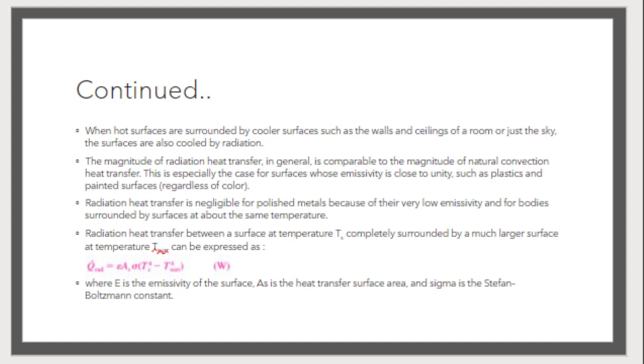Radiation heat transfer between a surface at temperature Ts completely surrounded by a much larger surface at temperature T_surrounding can be expressed as Q = εAσ(T_s^4 − T_surrounding^4), where ε is the emissivity of the surface, A is the heat transfer surface area, and σ is the Stefan-Boltzmann constant.